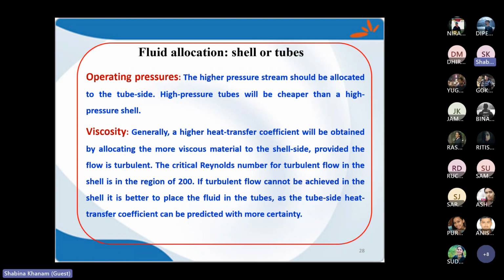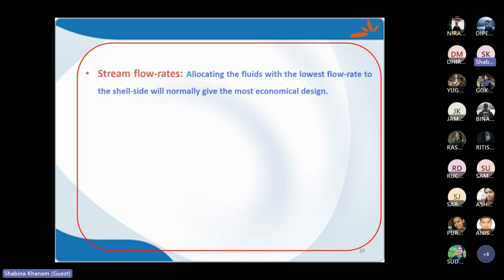So if the flow is in turbulent region, more viscous fluid should be allocated to shell side. Otherwise, every time you need to consider the tube side. So these are some of the factors based on which fluid allocation will be done.